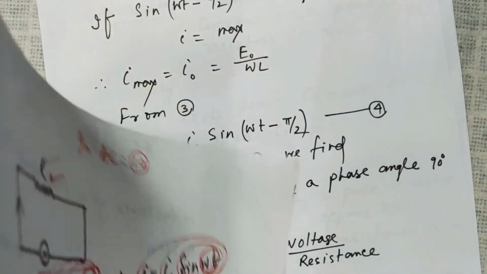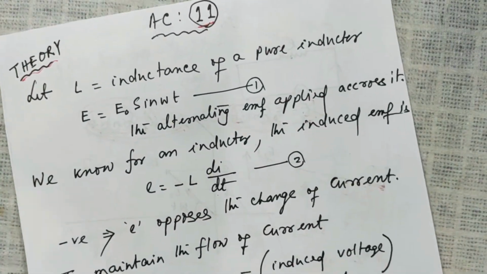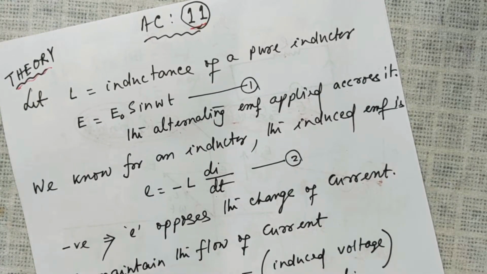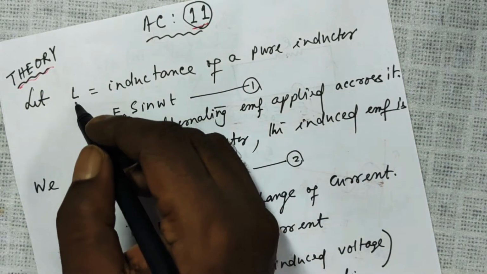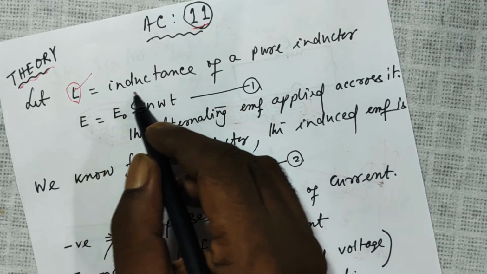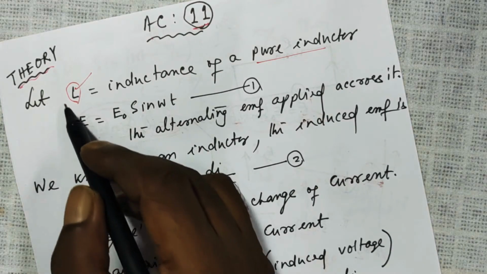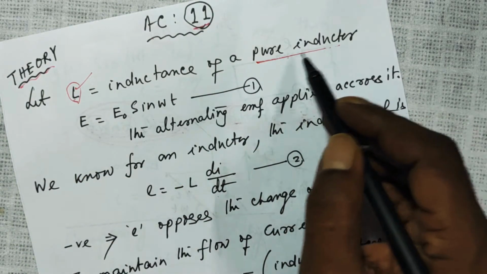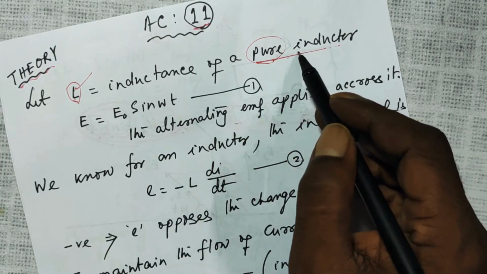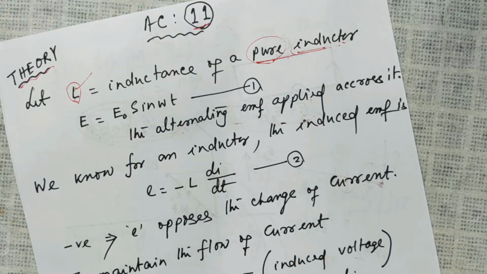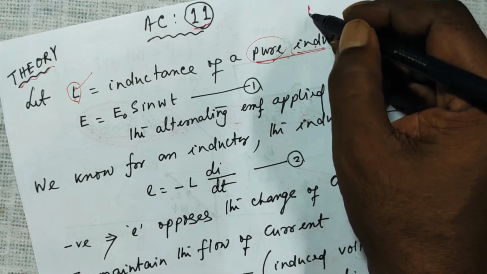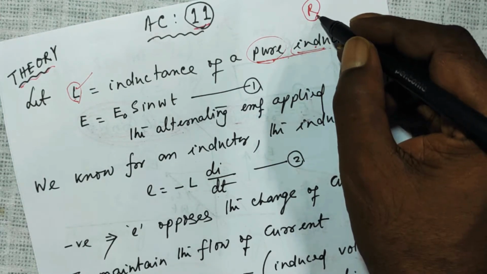Now in lesson 11, we'll be dealing with a circuit containing an inductor of inductance L and an alternating EMF. Let L be the inductance of a pure inductor. Why is the word pure used? An inductor is made of a material. So the inductor will have the resistance part also.